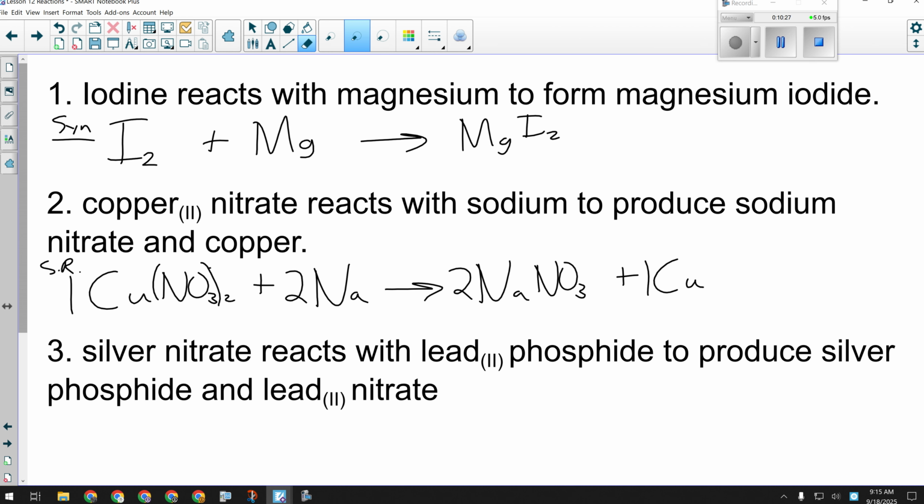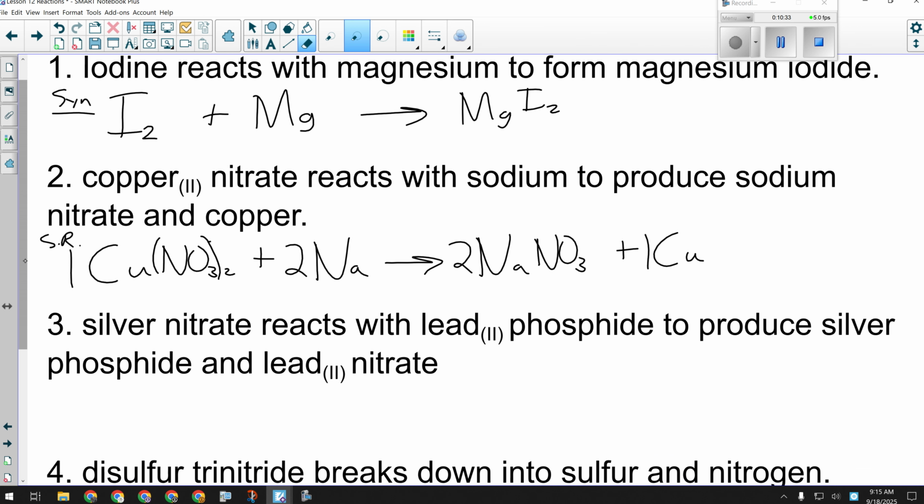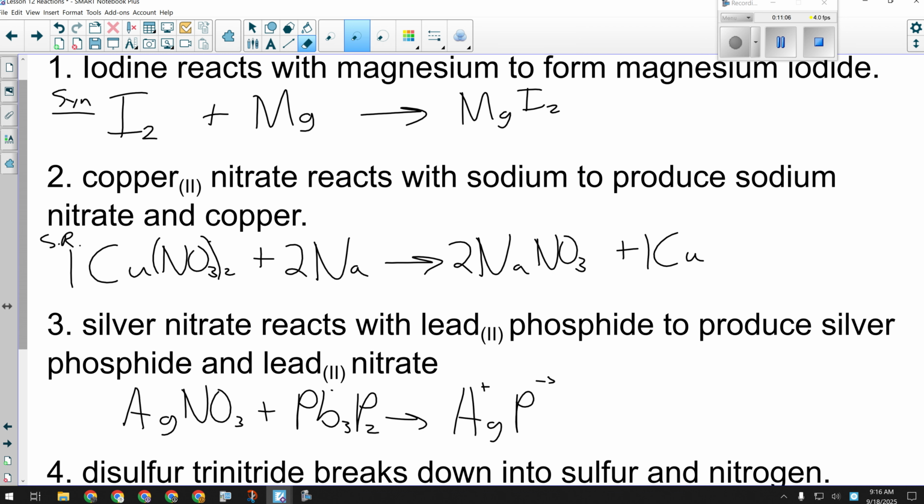How many people have done the third one? Okay, let's go over the third one too then. So we got silver nitrate, so that's Ag, and that's a +1. It's with nitrate, NO3, that's a 1-, so that compound's fine the way I wrote it. It reacts with lead(II) phosphide. So Pb with the 2+ charge with phosphorus, which is a -3, so that'll be Pb3P2. And that is going to produce silver phosphide, so Ag +1 with phosphorus -3. So that'll be Ag3P.